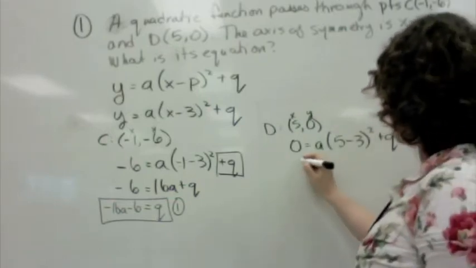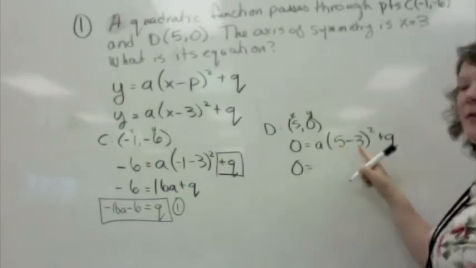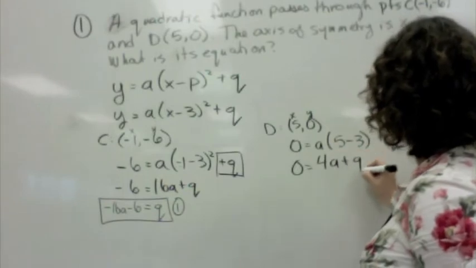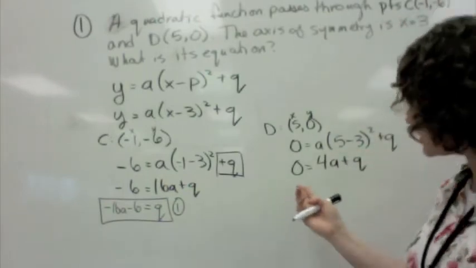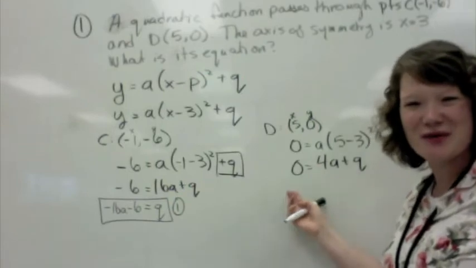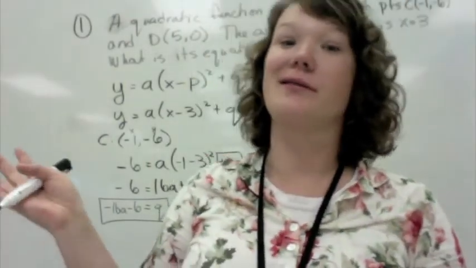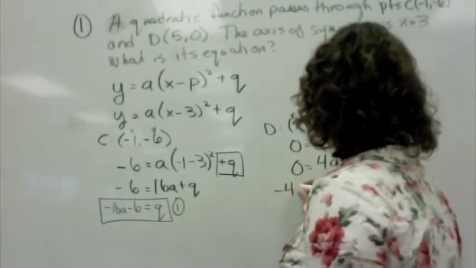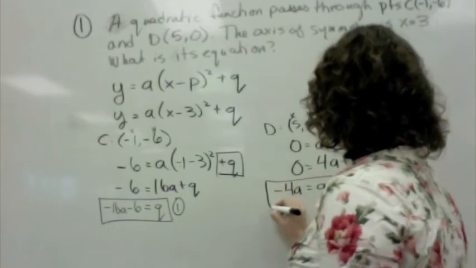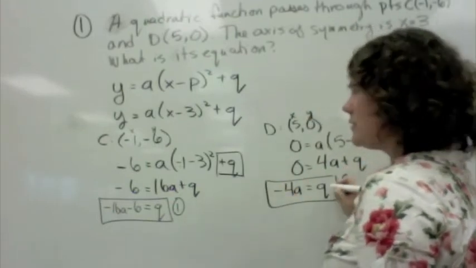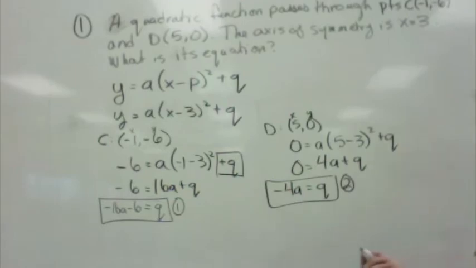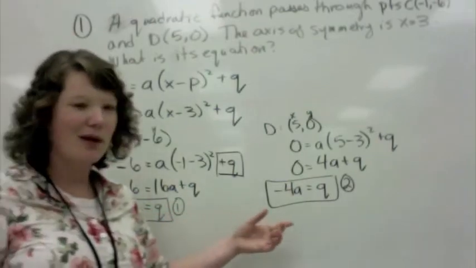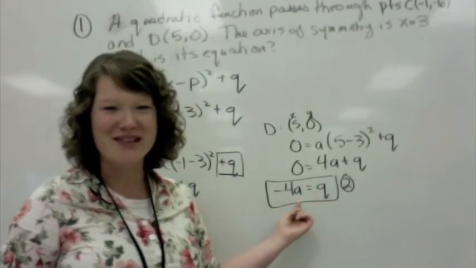So you say 0 equals 5 minus 3 is 2, squared is 4, 4a plus q. Now again, I can solve for the a, but we're going to have to divide both sides by 4, and we're going to end up with a fraction. So let's subtract 4a from both sides. Negative 4a equals q. I'm going to put a box around this and call this equation 2. Look, this is a gift from the mathematical gods. Look, q equals this. Guess what? Q also equals this.